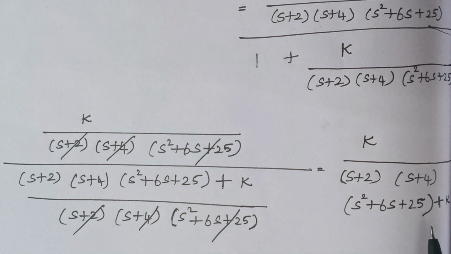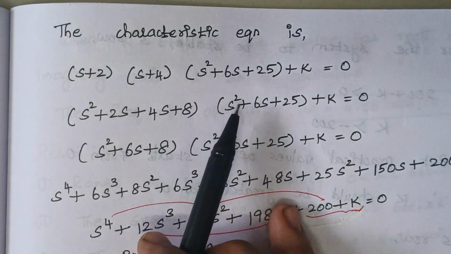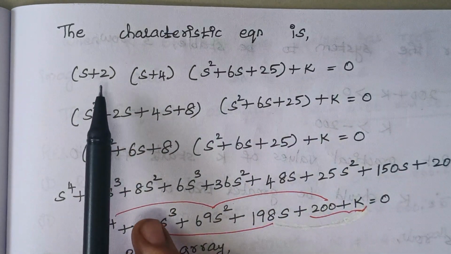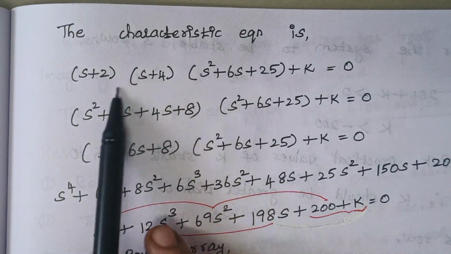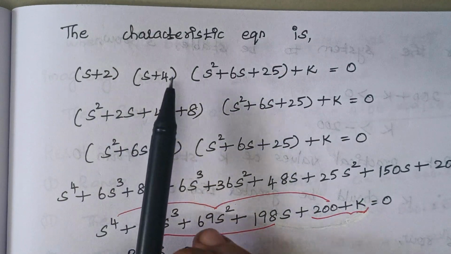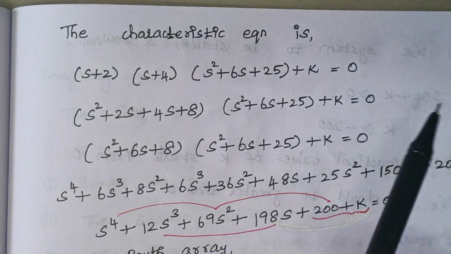We can tell whether the system is stable or not by examining the characteristic equation. What is the characteristic equation here? The denominator part of the closed loop transfer function gives you the characteristic equation. So this is our characteristic equation, and we are going to solve it. First I am multiplying these two terms: s into s, s square, s into 2, 2s, 4 into s, 4s, 4 into 2, 8. And we write this term as such plus k equal to 0.